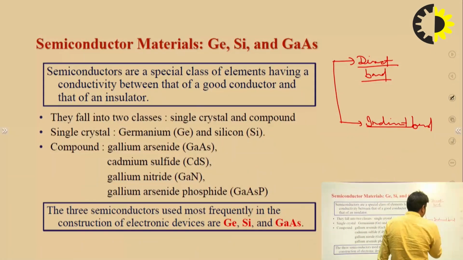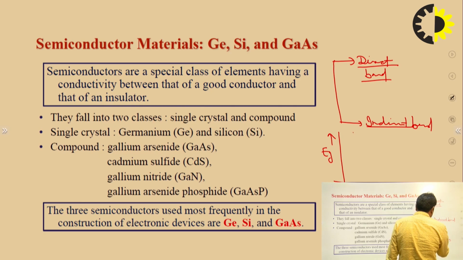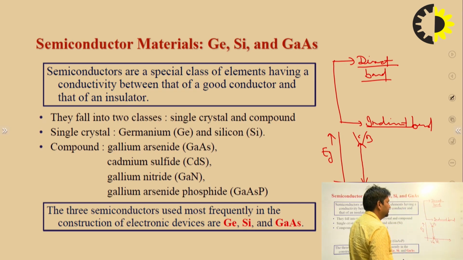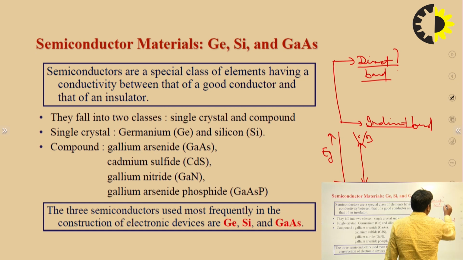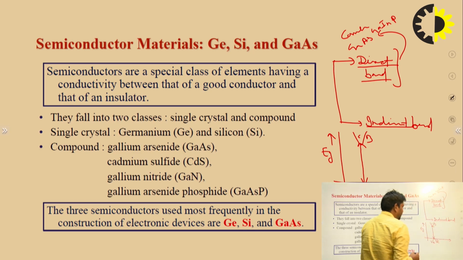If the valence band and the conduction band are at the same momentum K, we can say this is a direct band gap material. Direct band gap materials are also called compound materials, for example gallium arsenide and gallium indium phosphide. So this is the direct band gap material.